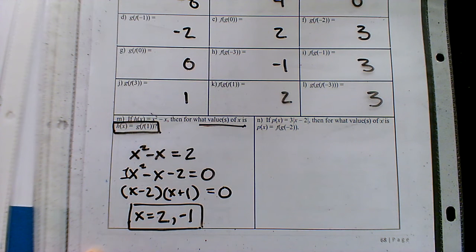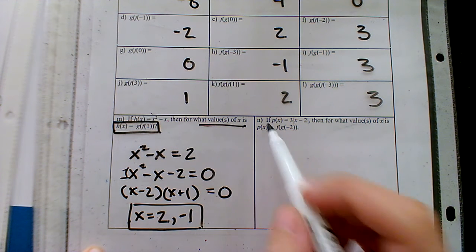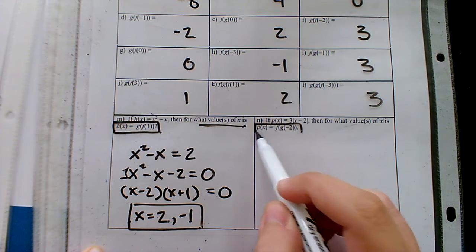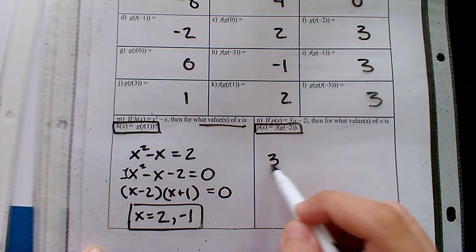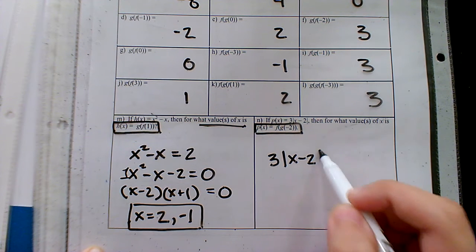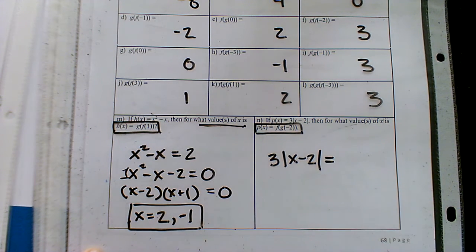Looks good. Let's try n. So we want p of x, which is the absolute value equation they give us, equal to f of g of -2. So using the graphs, if you plug in -2 into g and then that answer into f, what do you get?